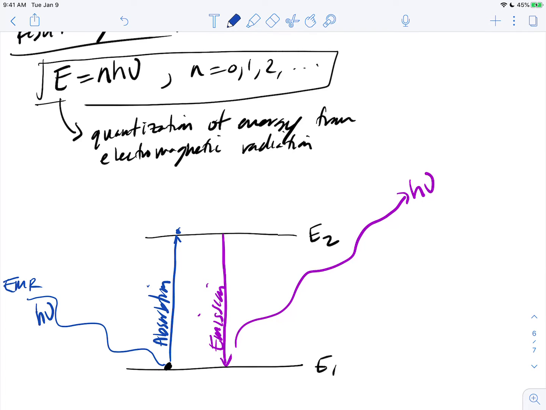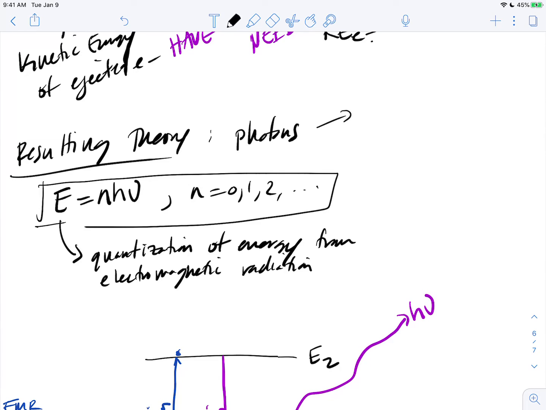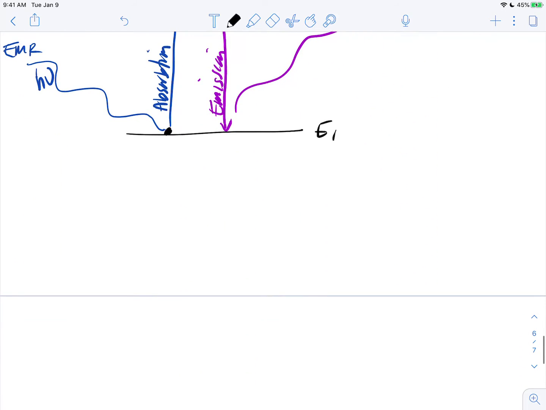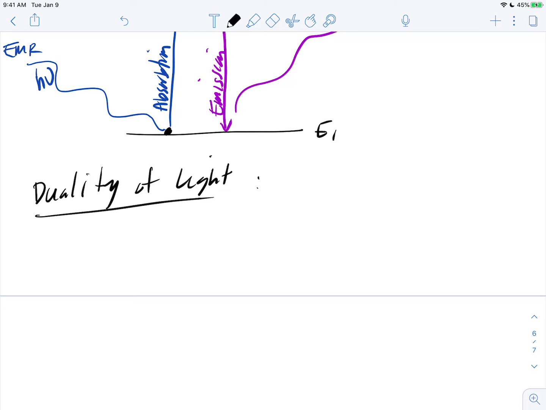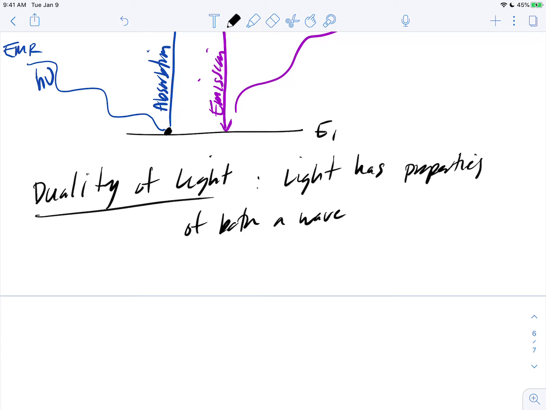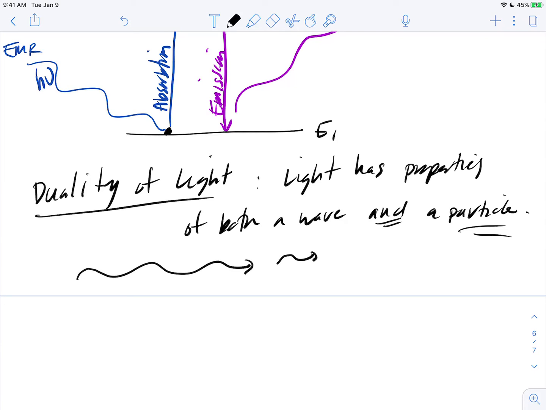So photons can also be described as packets of energy. And really, what came out of this is what we call the duality of light. That light has properties of both a wave. Now that wasn't surprising. That's how we've described light. And this is what's new, a particle. So a photon is like a particle. So instead of thinking of a wave as being this continuous light, we now think of photons as a discrete packet or a discrete amount of energy.